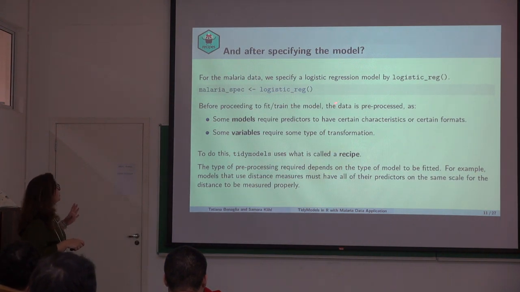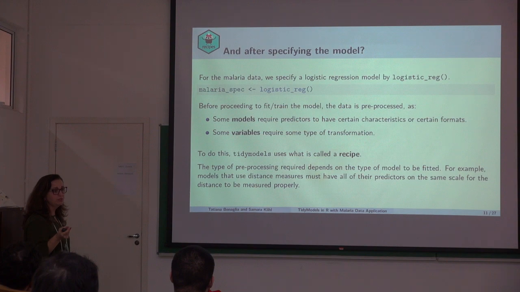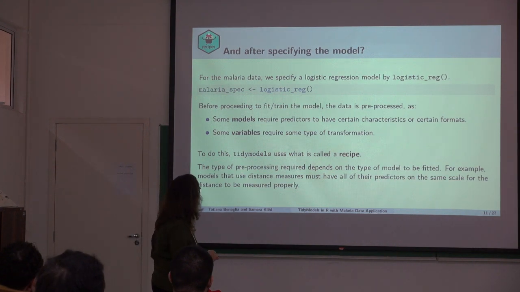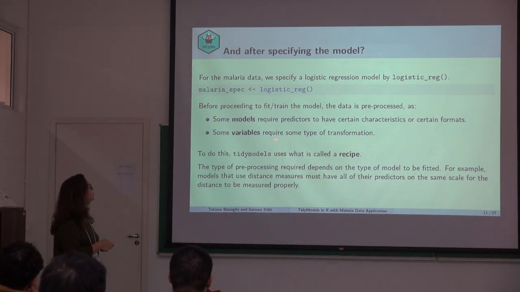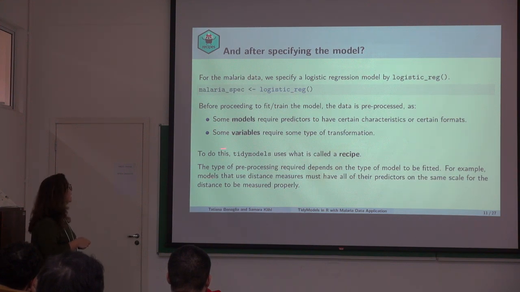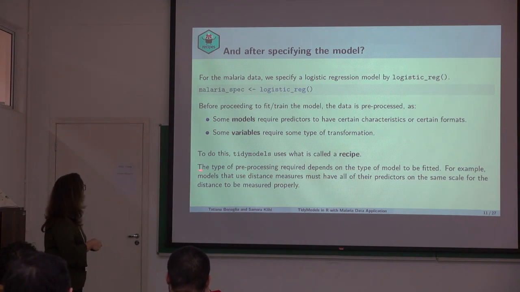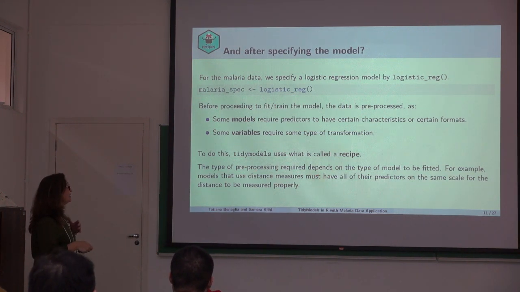So after specifying your model, before proceeding to fit and train your model, we have to do the preprocessing part. Some models require predictors to have certain characteristics or formats. Some variables require some transformation. And to do this in tidymodels, it uses what's called a recipe. The type of processing required depends on the type of model to be fitted. So you need to think, it's not always the same.